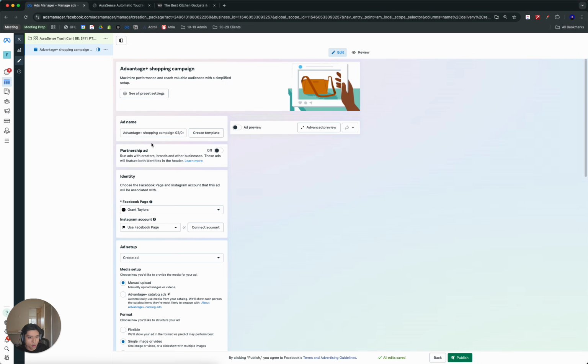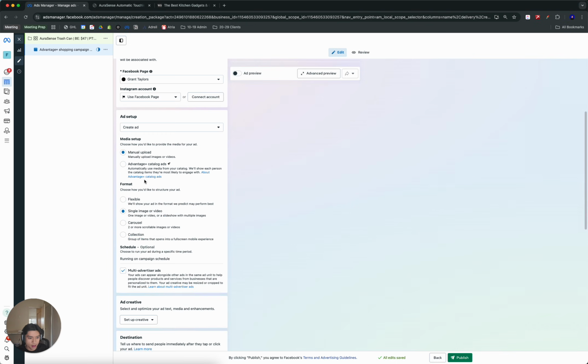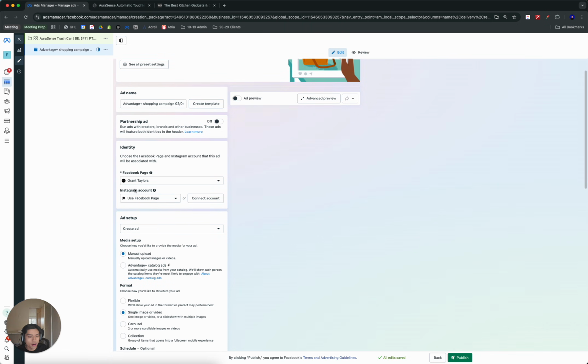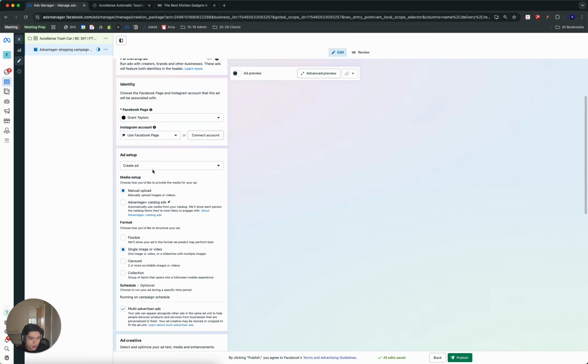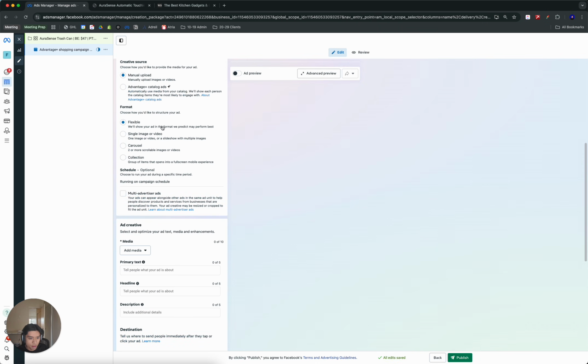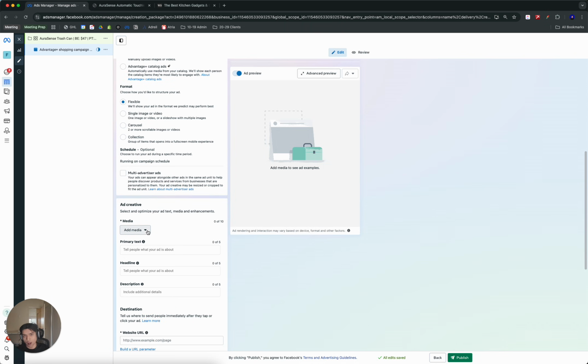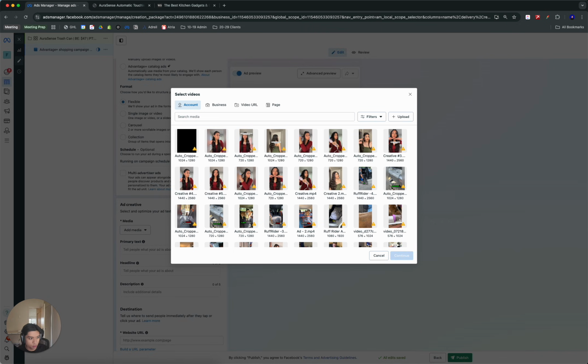All right, so on the ad level, we're going to use a very basic setup. You can call the ad name basically whatever you want. Not super important, to be honest. We'll go into the ad setup. We're going to use flexible ad format for this, and we're going to uncheck multi-advertiser ads. Flexible means basically that we can just dump in a bunch of images, videos, etc., and allow Facebook to optimize the delivery based on where it can get the best performance. So let's go ahead and add in some videos really quick.